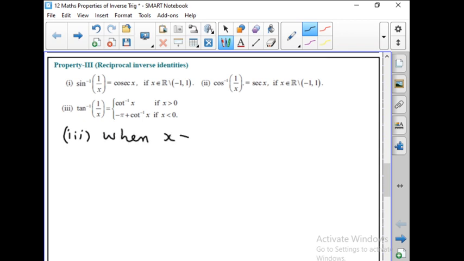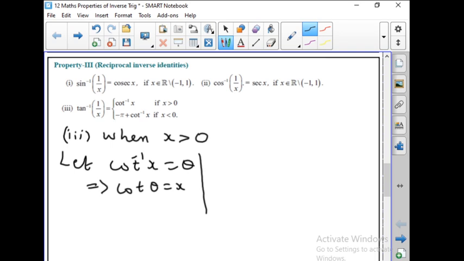When x is greater than 0, let cot inverse of x be equal to theta. From this we get cot theta is equal to x. So, what is tan theta? We know that tan theta is 1 by cot theta. Therefore, this can be written as tan theta is equal to 1 by x.